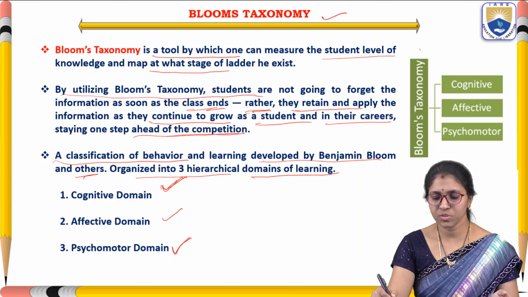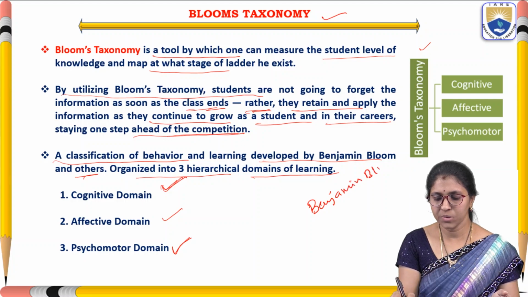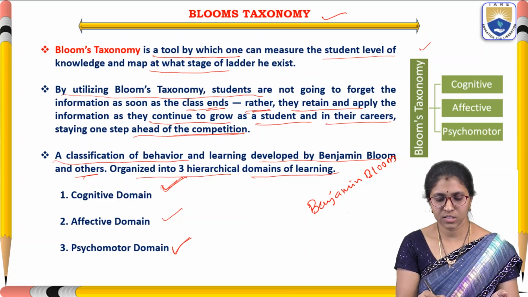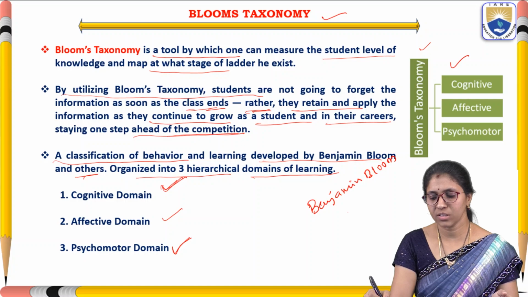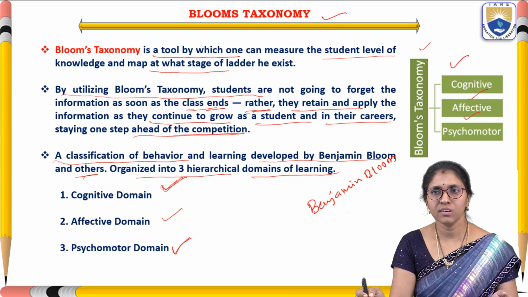Bloom's taxonomy was developed by Benjamin Bloom. It is organized in three categories: the cognitive domain, the affective domain and the psychomotor domain.